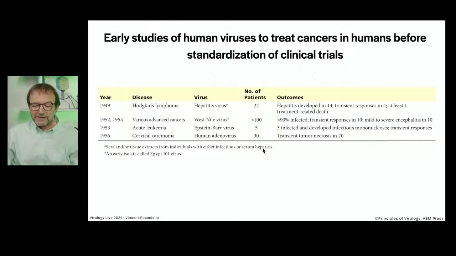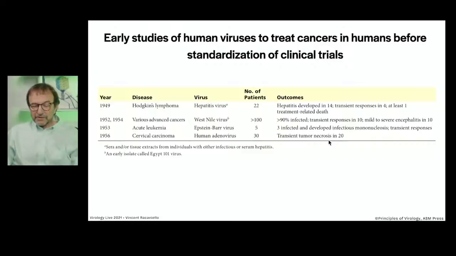14 of these patients got hepatitis. It was one death. Horrible. Here we have using West Nile virus to treat various cancers in the 50s. Severe encephalitis in 10 of the patients. I mean, these are wild-type viruses. Epstein-Barr virus was used. Some patients got mono. And adenovirus, there was transient tumor necrosis. So there's some indication that these had some effect.